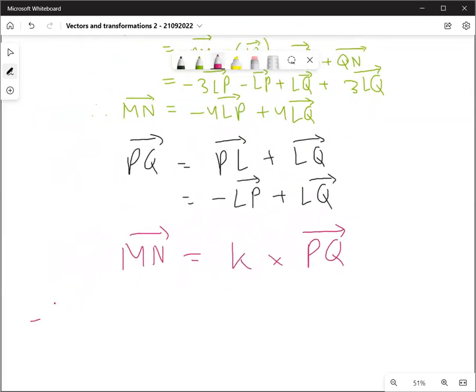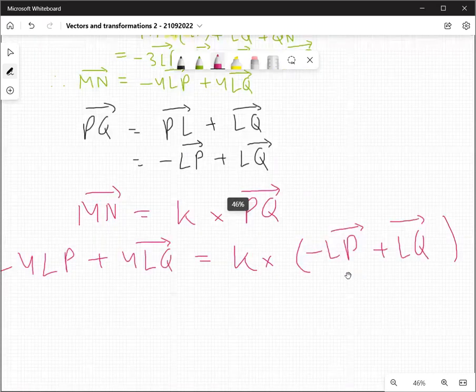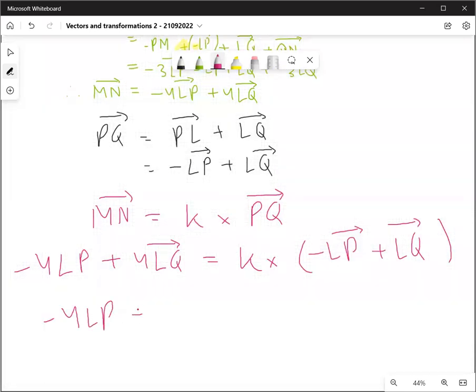What was MN? Minus 4LP plus 4LQ. What was PQ? PQ was minus LP plus LQ. I can open the brackets now. I'll get minus 4LP plus 4LQ is equals to K times minus LP plus KLQ.